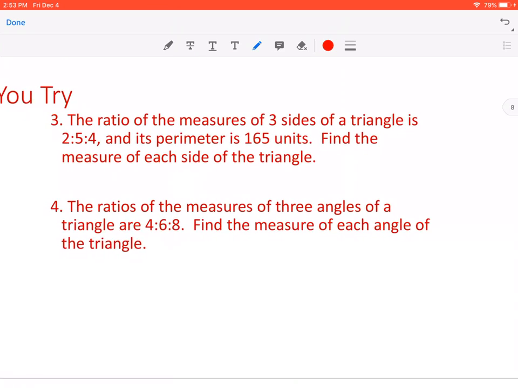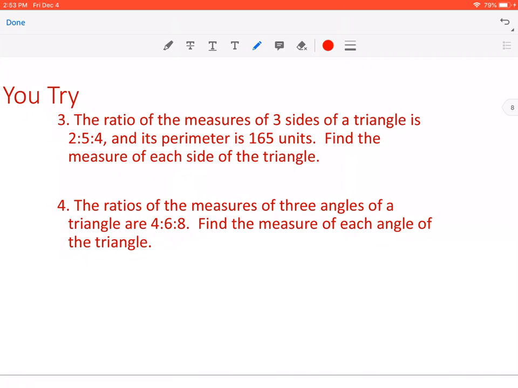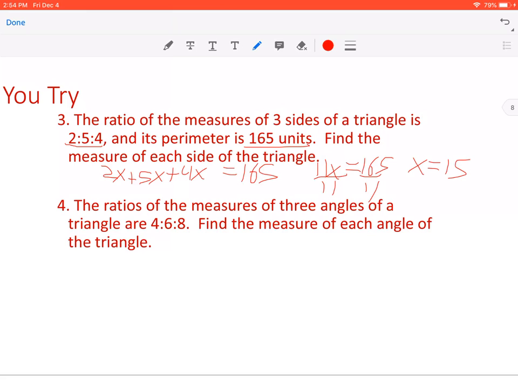All right, same thing, just a couple extra ones. If you're in class, we'll go over these. So again, just be careful. Question number 3 is talking about the sides and the perimeter. So we're going to do 2x plus 5x plus 4x and set it equal to 165. And it's asking for all the sides. So 2, 5, and 4, that's 11x. Divide by 11. So 165 divided by 11, make sure you're bringing your calculator, x equals 15, but that's not what it asked for. It wants to know all three sides.